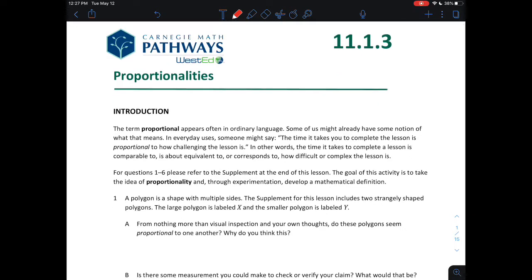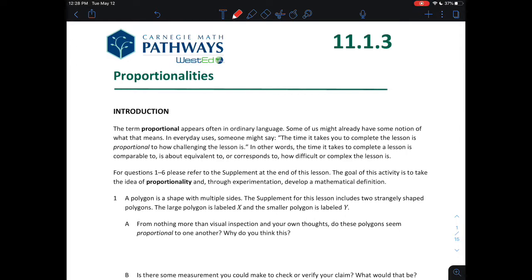Lesson 11.1.3, Proportionalities. The term proportional appears often in ordinary language. Some of us might already have some notion of what that means. In everyday uses, someone might say, the time it takes you to complete the lesson is proportional to how challenging the lesson is. In other words, the time it takes to complete a lesson is comparable to, is about equivalent to, or corresponds to how difficult or complex the lesson is.